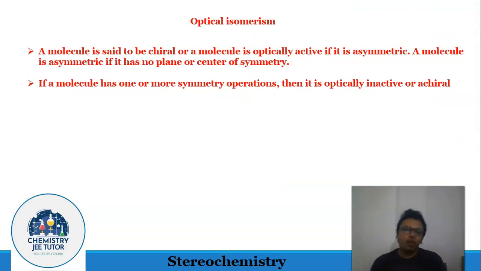Why optical? We talked about geometrical isomerism. We are done with mostly geometrical isomerism. Some little bit things are left. I will talk about them after RS nomenclature.